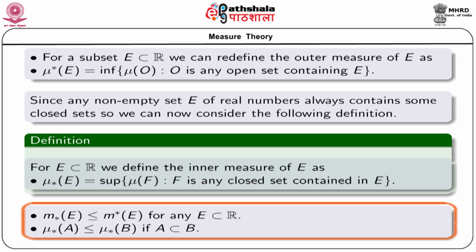Also, it is quite easy to prove that like Lebesgue outer measure, the inner measure is also monotone. That is, if A is a subset of B, then mu lower star of A is less or equal to mu lower star of B.